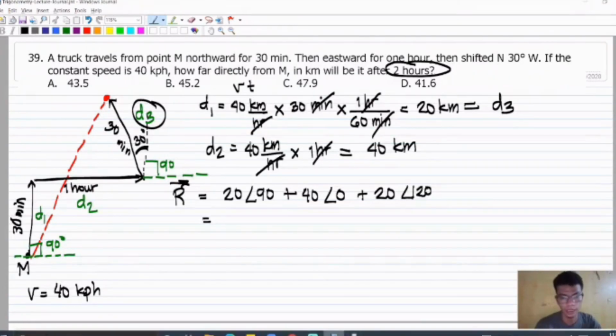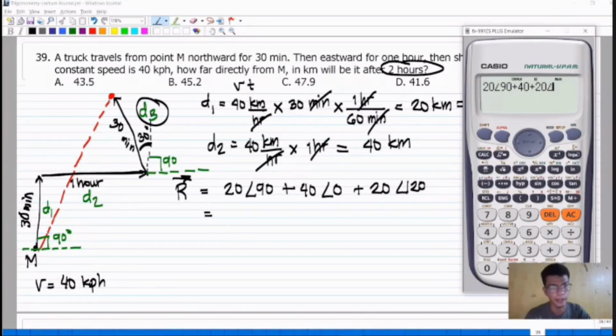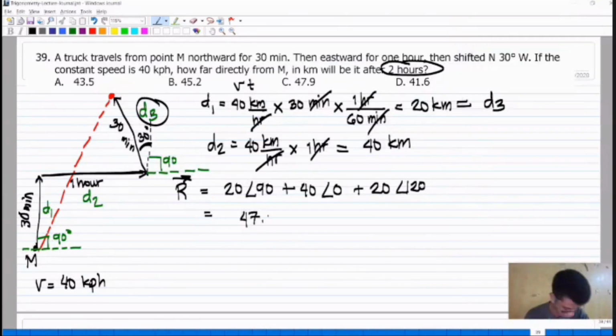So ito na ang magiging pinaka-resultant. 20 angle 90 at complex mode. So 20 angle 90 plus 40 angle 0. Huwag natin ilagay yung angle 0. And then plus 20 angle 120. Kunin lang natin yung magnitude. Shift 2, 3. The magnitude is 47.88 kilometers. The answer is letter C.